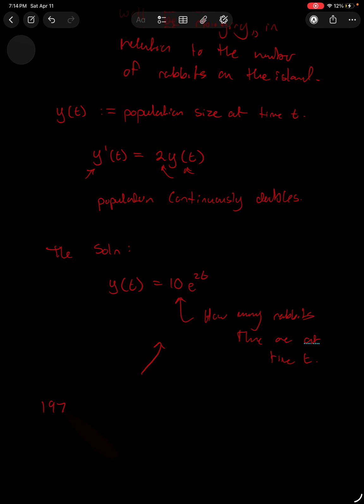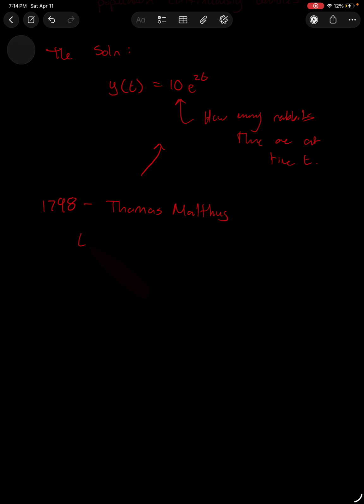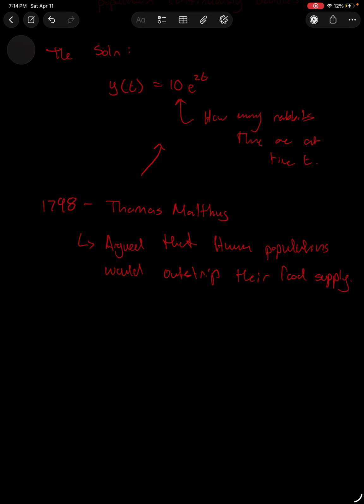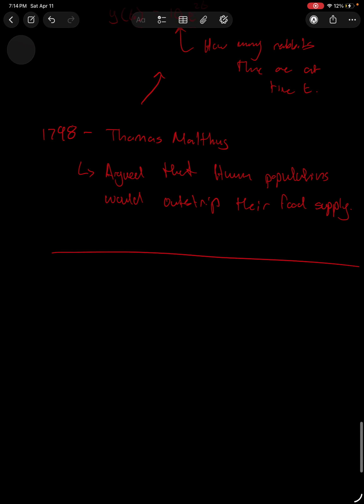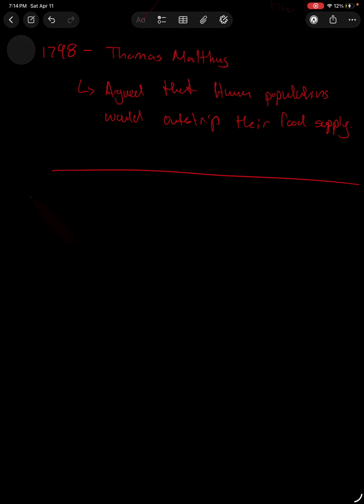In 1798, a little bit of dyslexia there, 1798, Thomas Malthus argued that human populations would outstrip their food supply. Luckily, we didn't do that. We're all still eating. Probably some of us are eating too much, like me.